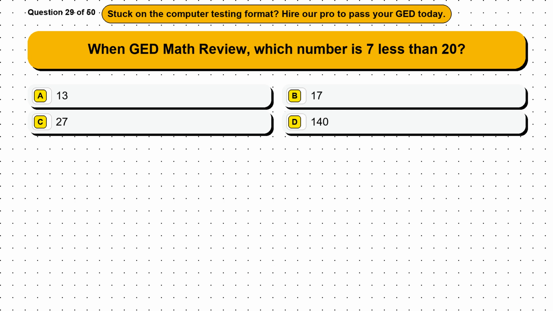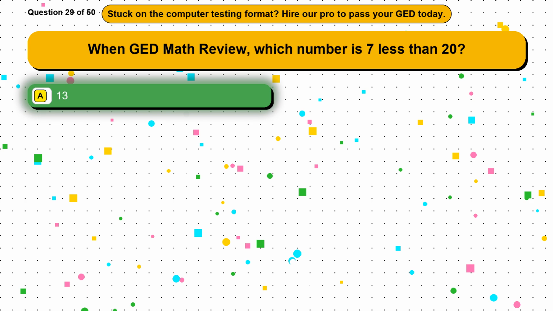Question 29. When GED Math review, which number is 7 less than 20? Option A, 13. Option B, 17. Option C, 27. Option D, 140. The correct answer is option A.